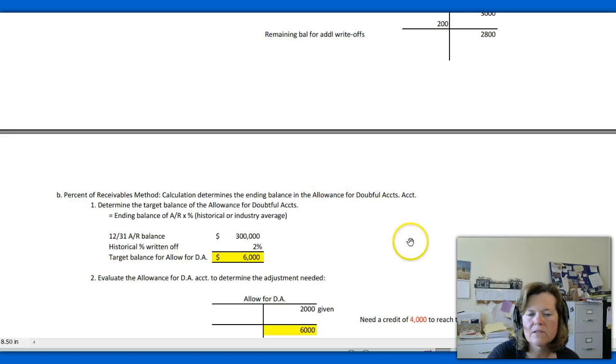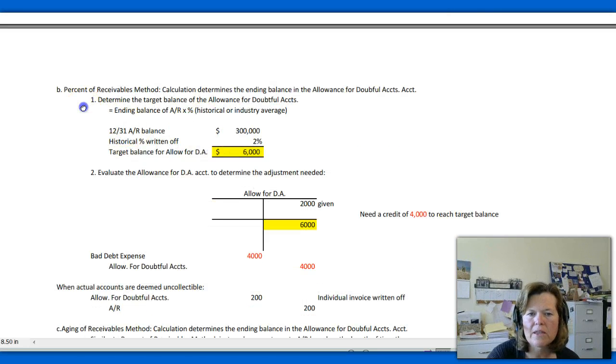Another way to calculate the allowance is by the percent of receivables method. This is a two-step process. It's a little more involved than the percent of sales. This calculation determines the ending balance in the allowance for doubtful accounts. So it's a little different focus.